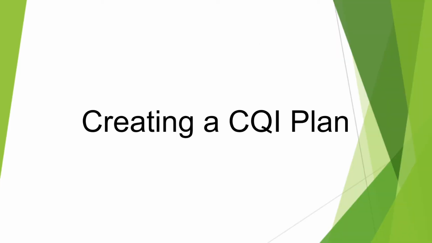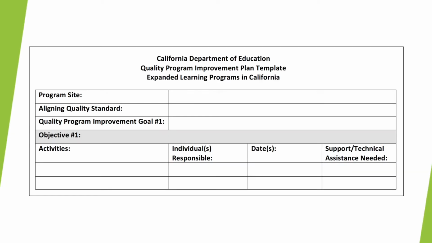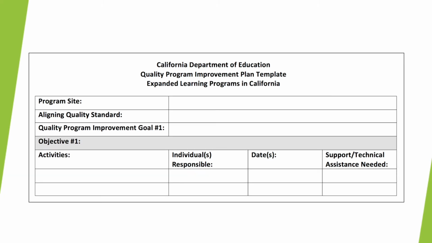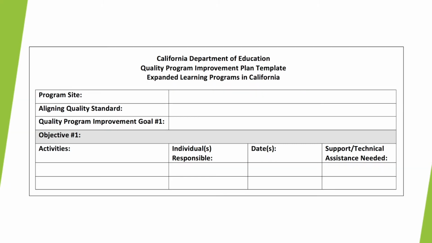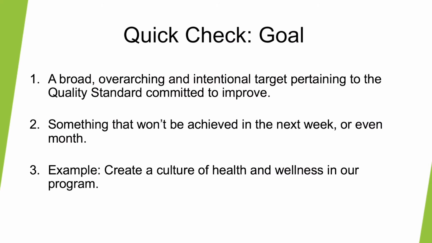Now we are going to discuss the process for creating a site-level CQI plan. On your screen is the CDE created Program Improvement Plan template. This template was created to help you design a plan that works for your program. It includes the aligning quality standard, improvement goal, objectives, activities, individuals responsible, important dates or deadlines, and support or resources needed to be successful. After gathering data about your program, you can use this template to map out your program's CQI plan. Your plan is going to contain 3 components: goals, objectives, and activities.